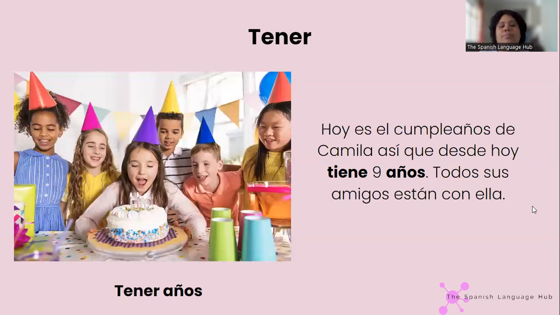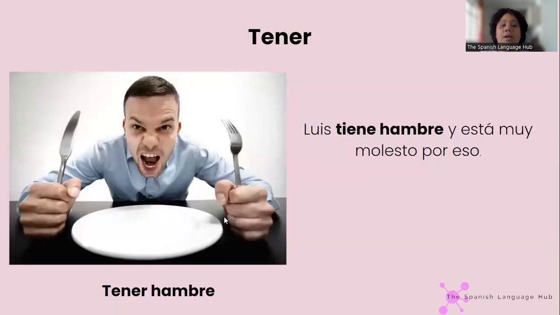All right. Tener años. Talk about the age. Hoy es el cumpleaños de Camila, así que desde hoy tiene 9 años. Todos sus amigos están con ella. So today is Camila's birthday, and from today she's 9 years old. All her friends are with her. Tener hambre. To be hungry. Luis tiene hambre y está muy molesto por eso. Luis is hungry and he's very upset about it.